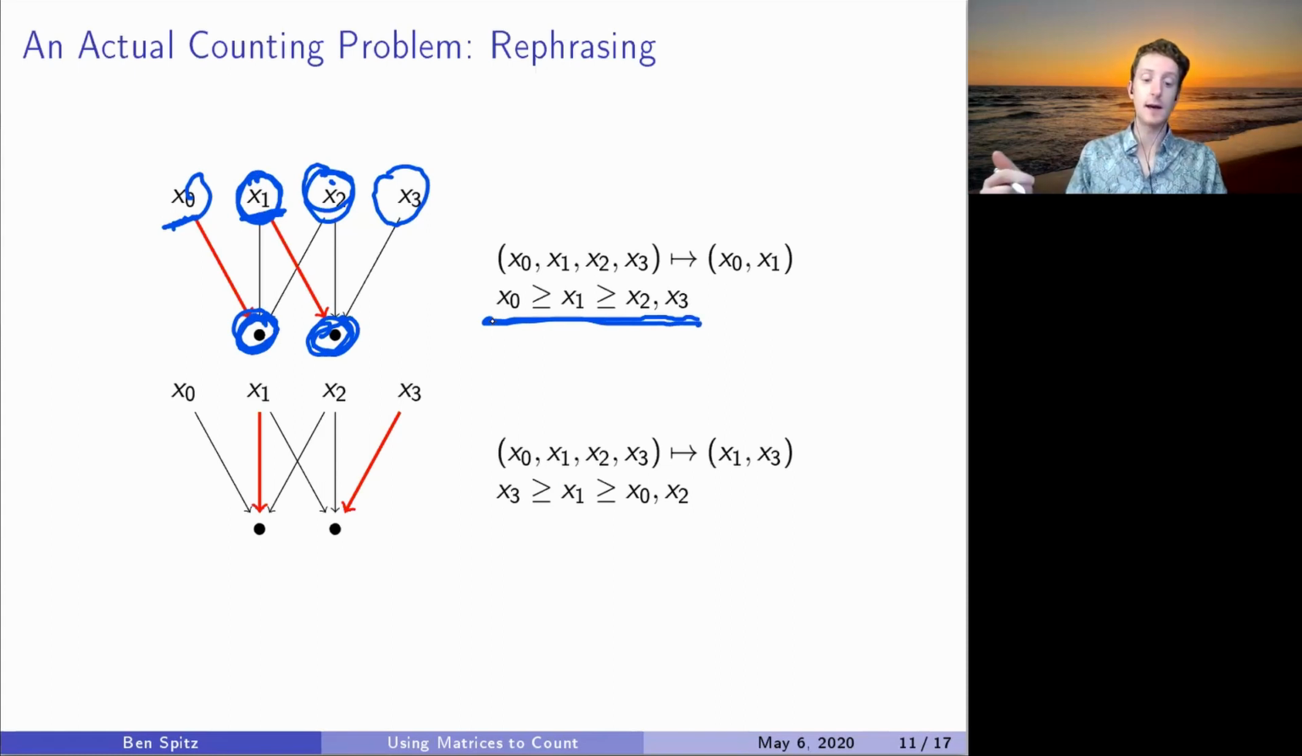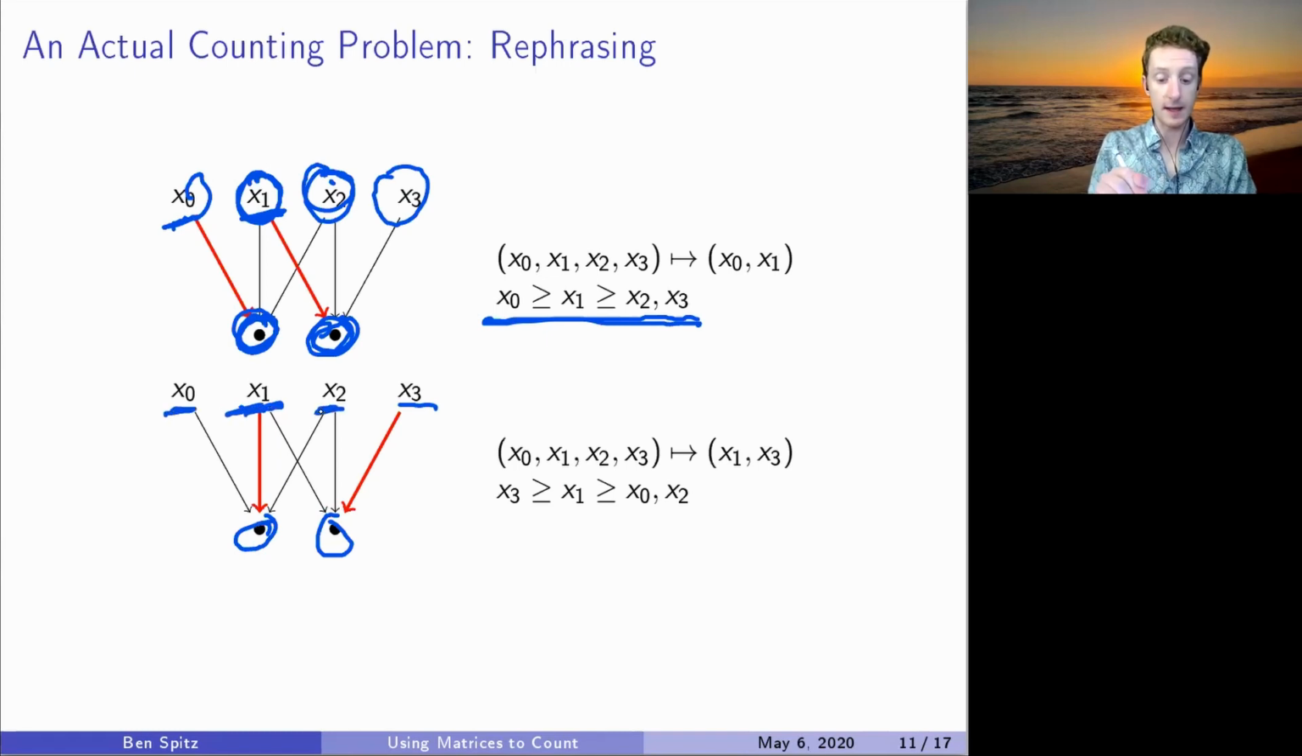And there's another piece where this one always returns x1, and this one always returns x3. That's another region where the function is linear. And in this region, the condition is that x1 has to be bigger than or equal to both x0 and x2. So that's captured here. And also x3 has to be bigger than or equal to x2 and x1. So that's here.